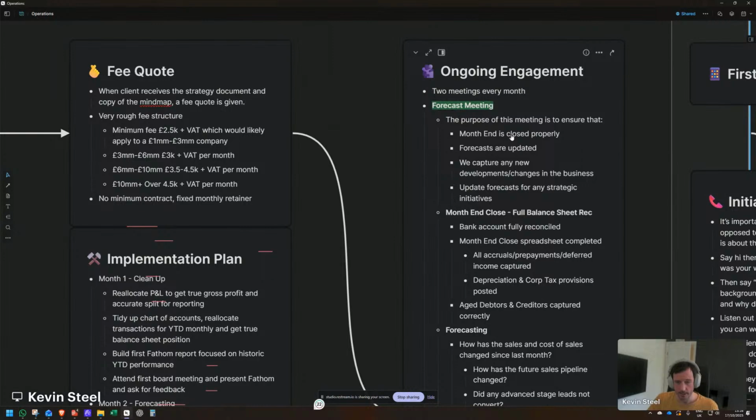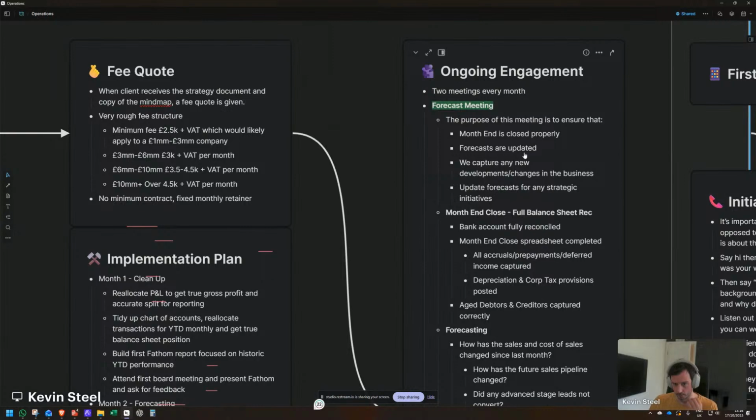So the monthly forecast meeting, the purpose of this is to ensure that month end is closed properly. Accounting data is garbage in, garbage out. If we're not closing our month end properly, doing our bank rec, doing our prepayments, doing our accruals, doing our deferred income, posting our depreciation, putting in our corporation tax provisions, etc., we'll be working with bad data. There's no point in working with bad data. Otherwise, our forecasts are just a work of fiction.